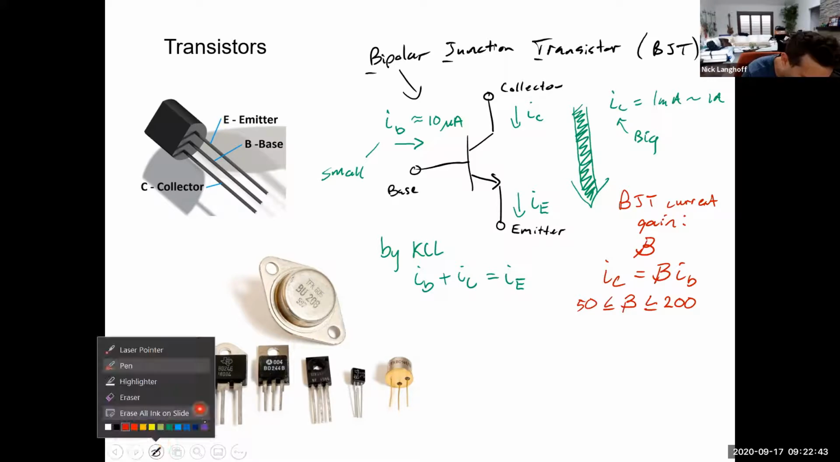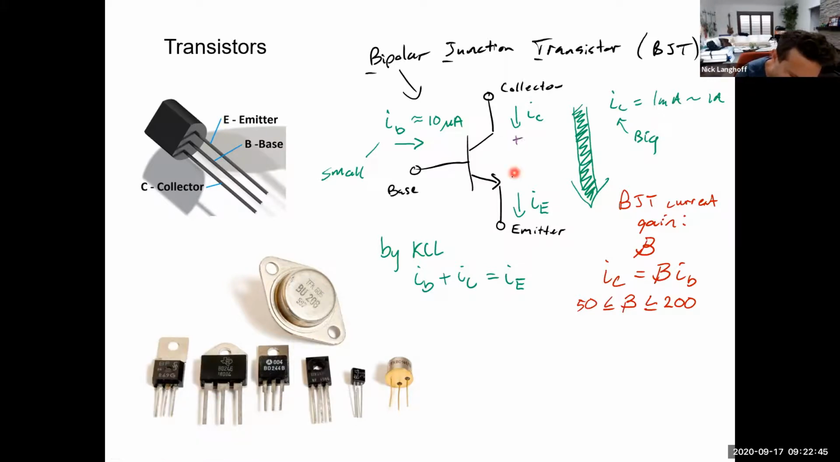A couple of other parameters here. The voltage between the collector and the emitter is one of the parameters. We call that VCE. Turns out that that determines how the device operates. We're not going to talk about this so much in this class. You will if you go and take further courses in electronics.